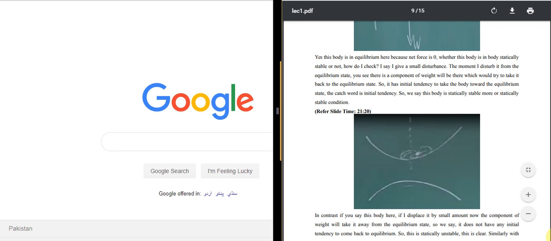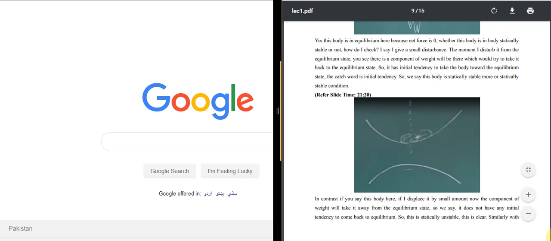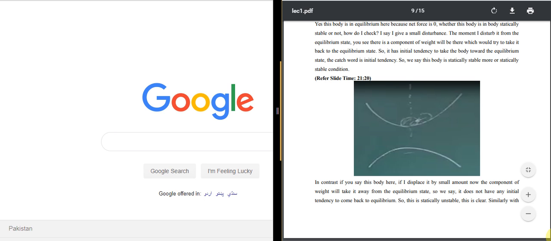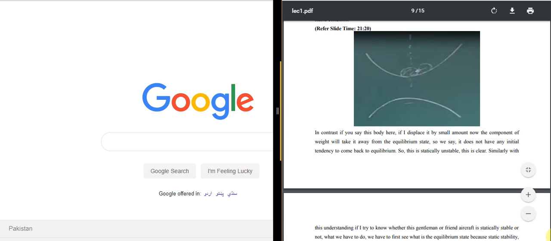In contrast, if you say this body here, if I displace it by a small amount, now the component of weight will take it away from the equilibrium state. Displacing it by a small amount, we say it does not have any initial tendency to come back to equilibrium. So this is statically unstable. This is clear.